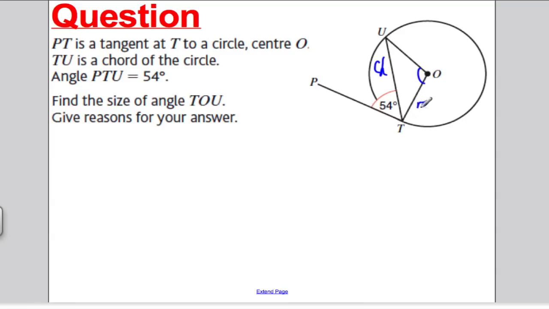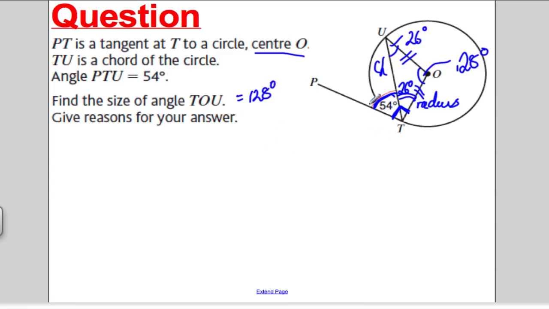Now, TO is obviously a radius, because it's a line from the centre O to the edge of the circle. When a tangent meets a radius, the whole angle is 90 degrees. Now if that whole angle is 90 and just this part of it is 54, this must mean that this angle here is equal to 26 degrees. Now this is a triangle made of two radiuses, so it's an isosceles triangle, so this one also must be 26 degrees. And then to get the angle at O, you do 180 minus 26 minus 26. And you get 128 degrees. So this one here is 128 degrees.